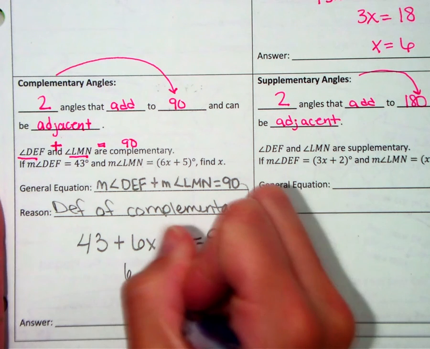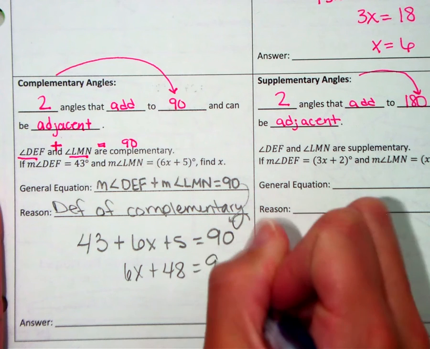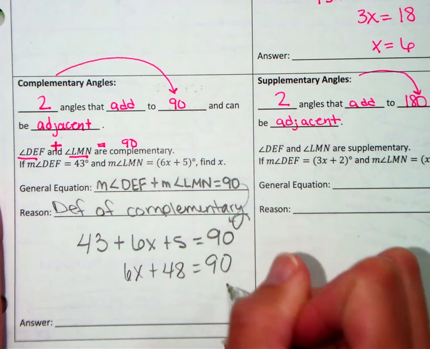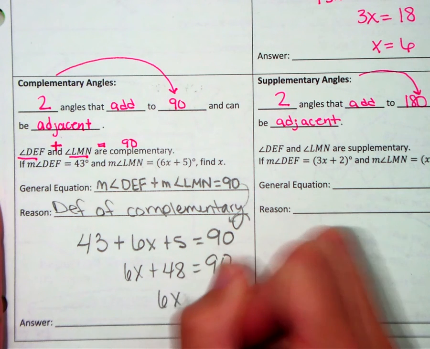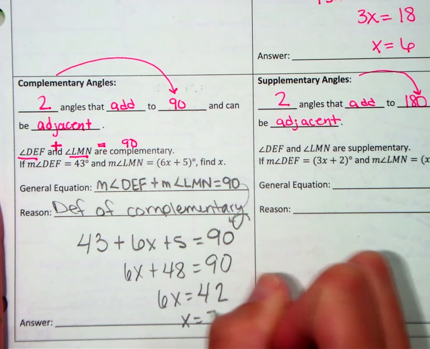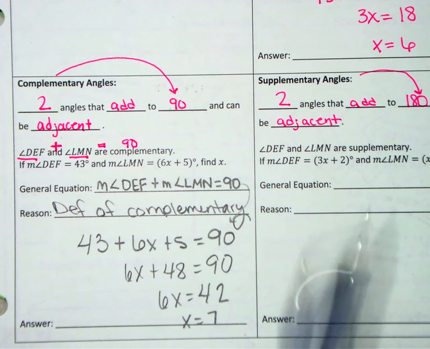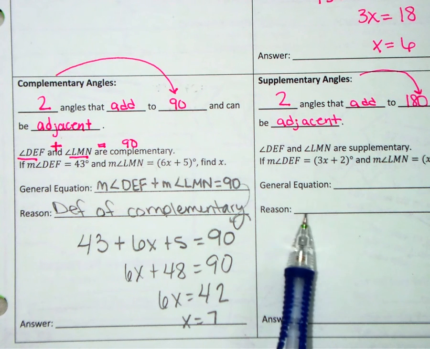So we've got 6x plus 48 equals 90. Subtract this 48 from both sides, so 6x equals 42. Divide by 6, and get an answer of 7. Okay, if you're watching on a video, I would pause the video right here and see if you can write out the general equation and the reason for this supplementary, and then go ahead and push play again.